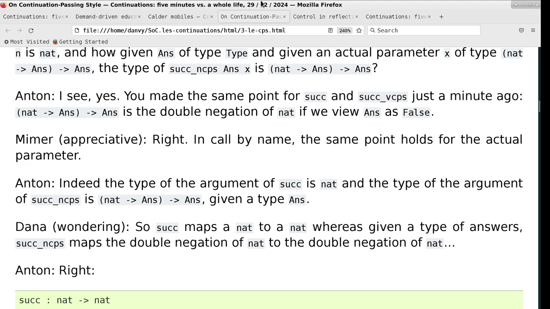I see, yes. You made the same point for success and success precedence just a minute ago. That to answer is a double negation of that, if we view answer as false. Right, in call by name, the same point holds for the actual parameter. Indeed, the type of the argument of succ is nat, and the type of the argument of succ N CPS is nat to ans, given a type ans. So succ maps nat to nat, whereas given a type of answers, succ N CPS maps the double negation of nat to the double negation of nat.